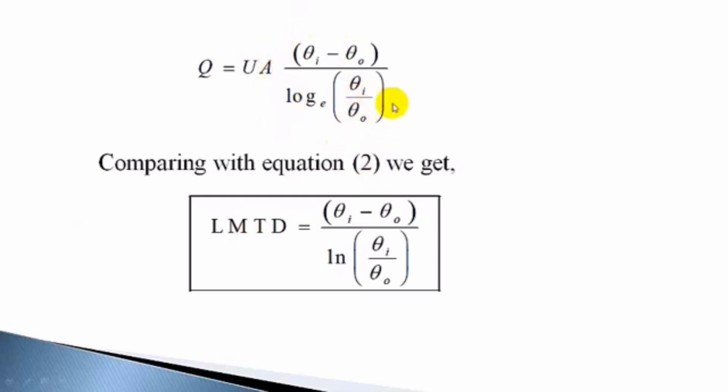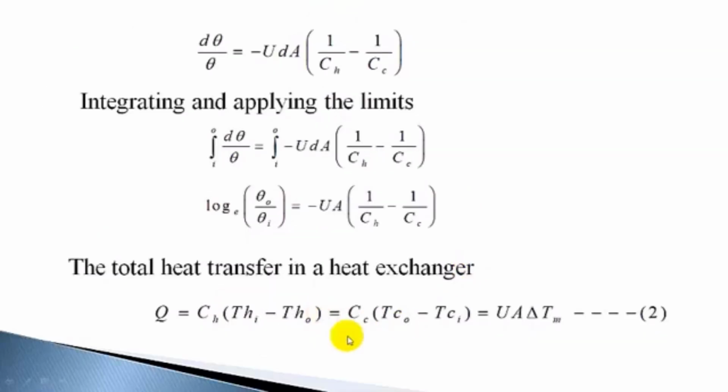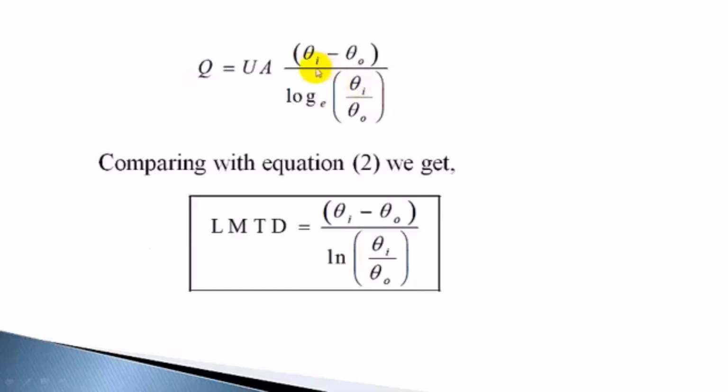So this part is the log mean temperature difference. You can compare with the equation written here: the total heat transfer is UA into the mean temperature difference. Our intention was to find the log mean temperature difference, or average temperature difference, in the heat exchanger. So comparing with this equation, you can conclude that this part is the mean temperature difference, and since it has a logarithmic term in it, it is called the log mean temperature difference. This part can be written as LMTD. So LMTD is (θI minus θ0) by log(θI/θ0). This log is to the base e, you can also write it as ln.